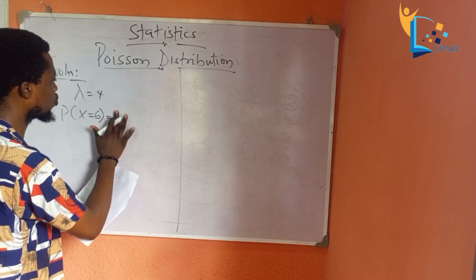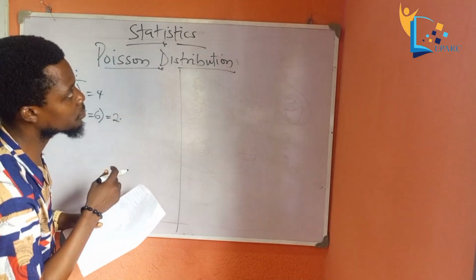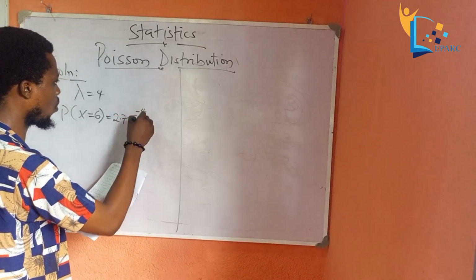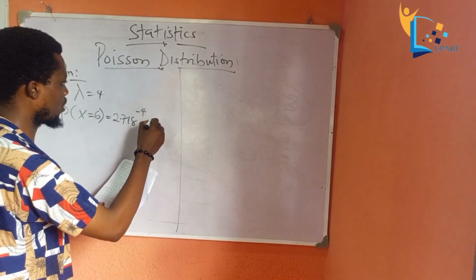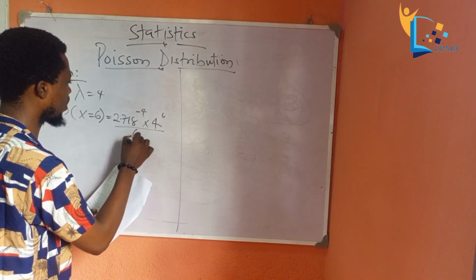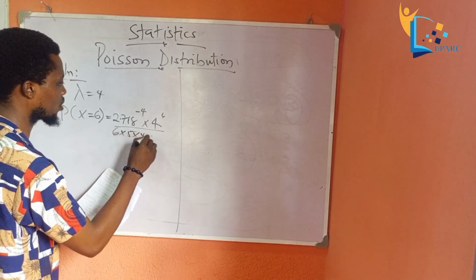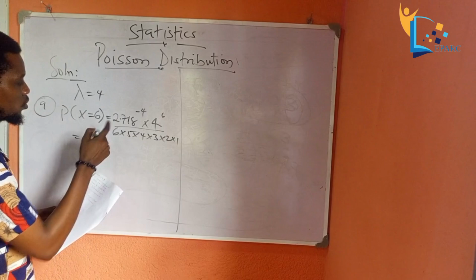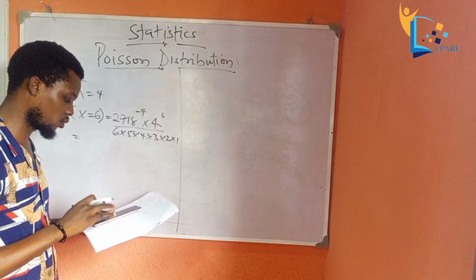Let me go straight to the computation. What is our lambda again? 2.718 raised to the power of minus 4. Our lambda is 4, times 4 raised to the power of 6, all over 6 factorial, which is the same thing as 6 times 5 times 4 times 3 times 2 times 1, which is equal to 2.718 raised to the power of minus 4.